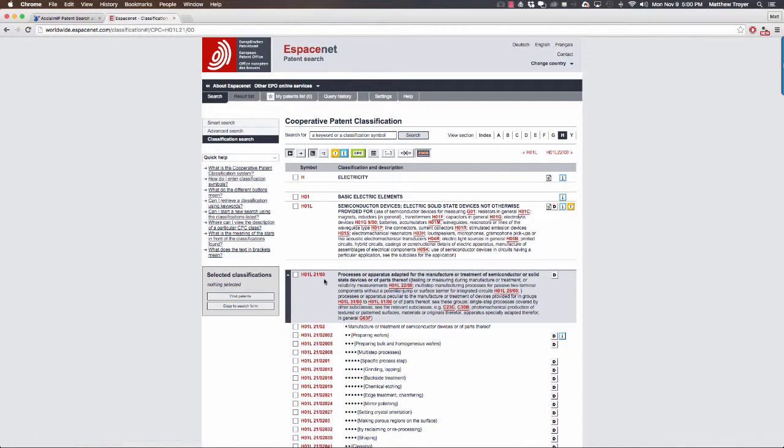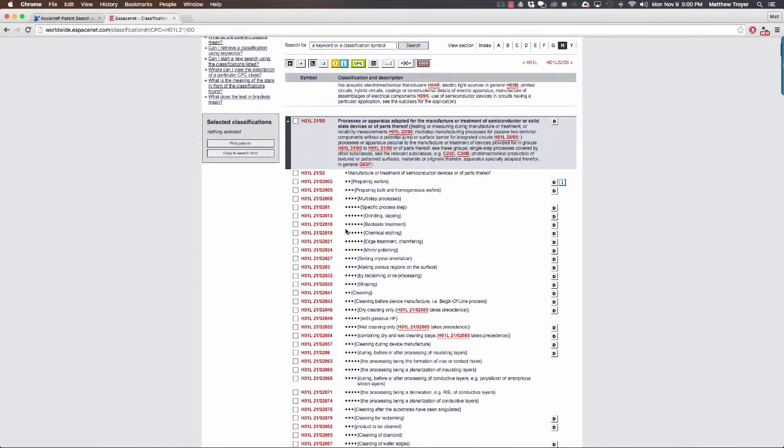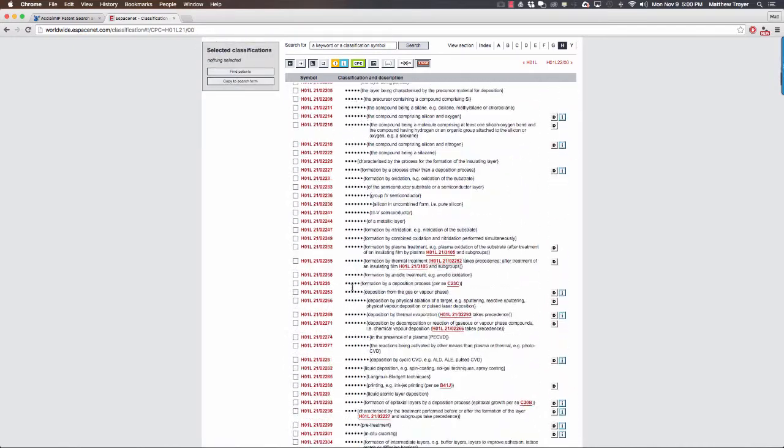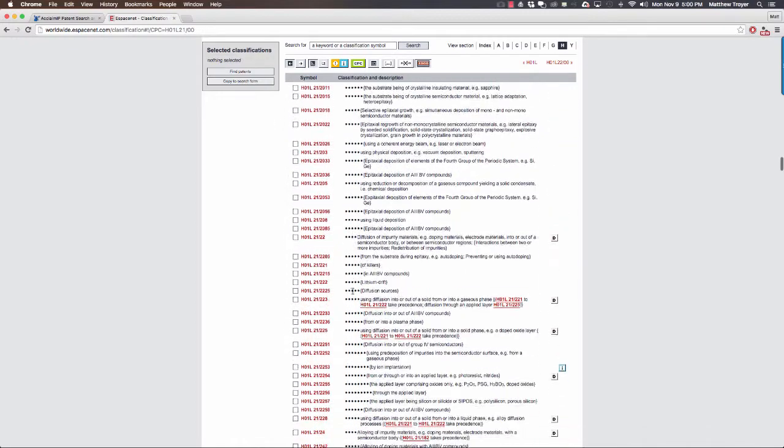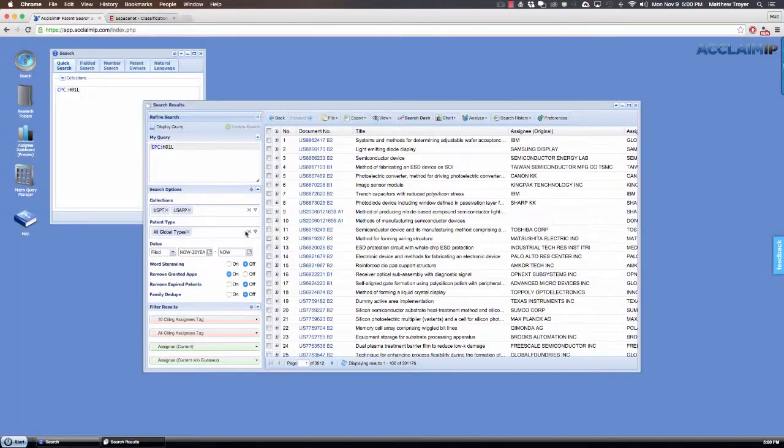H01L21, which is a main group, right? This is a subclass, class, section, right? You're used to all that, and here are our dots. Look how deep this thing is. It's crazy deep. So far more than 250 nodes. So how can you deal with that in AcclaimIP?